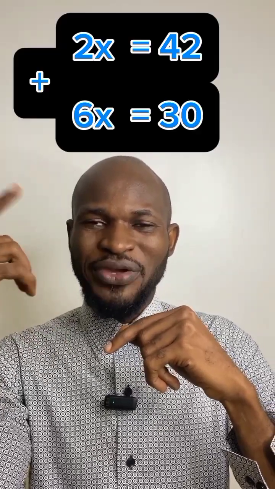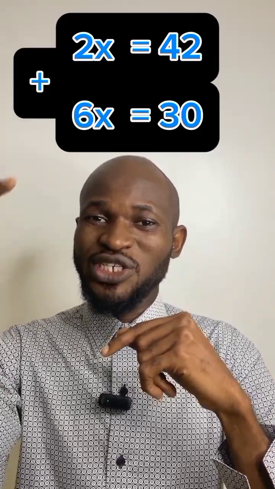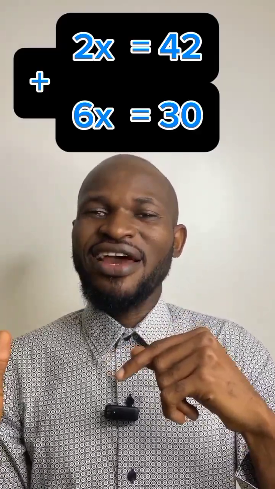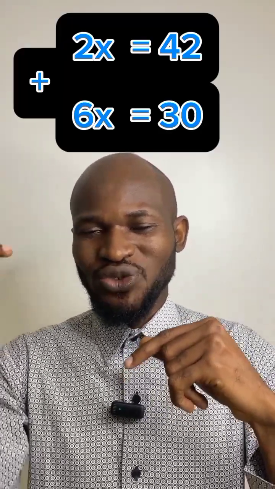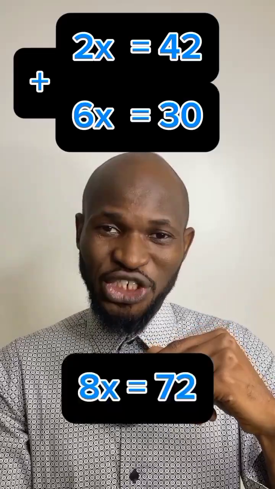4y also has disappeared. So now we have 2x plus 6x, which is going to give us 8x here right now. So if you add your 2x plus your 6x, you're going to get 8x. You write your 8x down. You're forming another equation now.